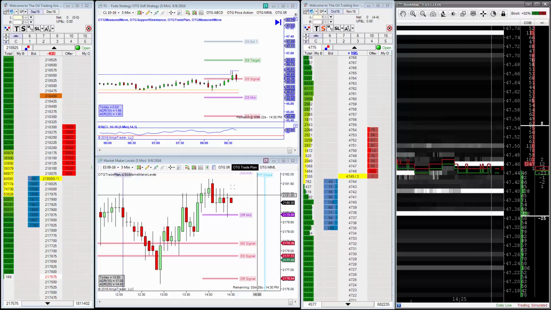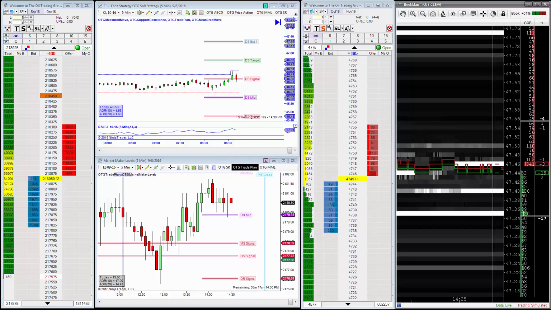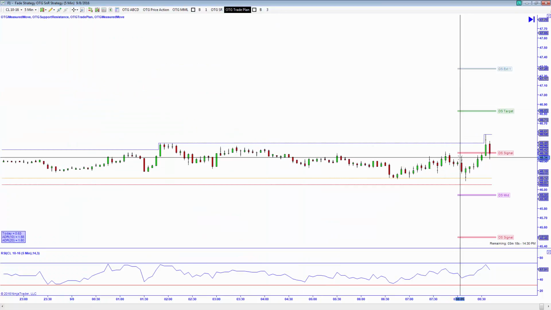So I'm going to go through. We had two trades today. One trade was a losing trade, and then I want to show you the market maker level trade of the day here that turned out to be the winning trade. So let's spend just a moment here.